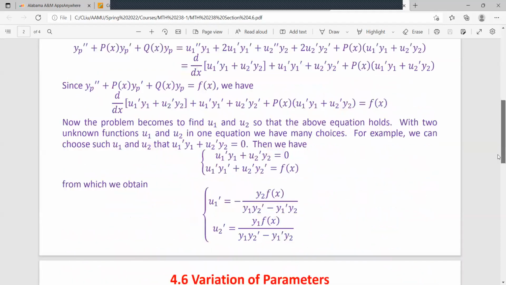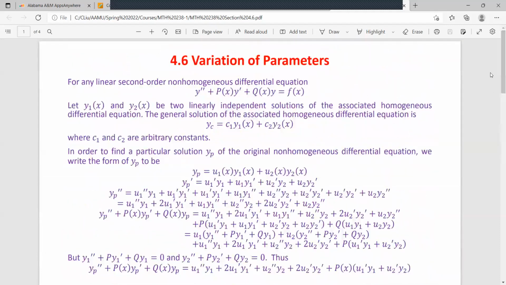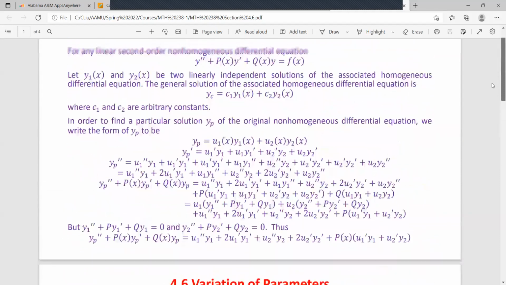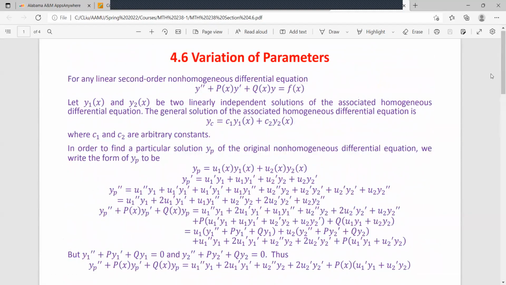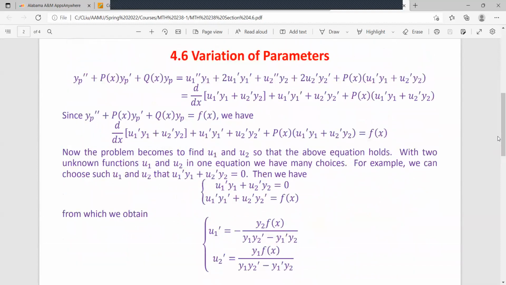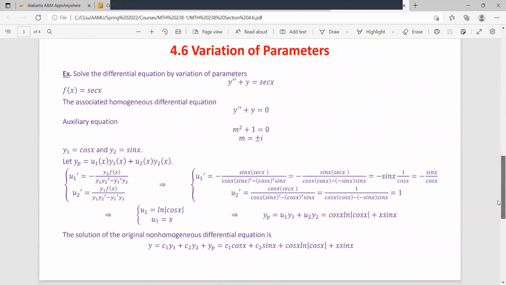Any questions about this method? I know this formula is a little tedious and a little messy, but you have to be careful when you work on this formulation. But at the end, the result is relatively simple. So let's just try to do one example.